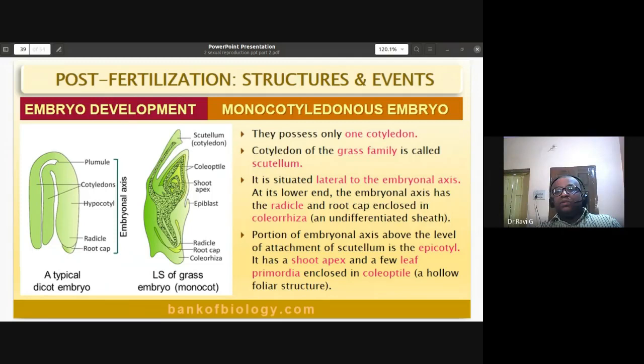Then we have discussed the types of embryos, that is the monocotyledonous embryo and the dicotyledonous embryo. So this is what was our discussion for today's class, and we'll have a recap of it again so that if you have any doubts, you can get them clarified.